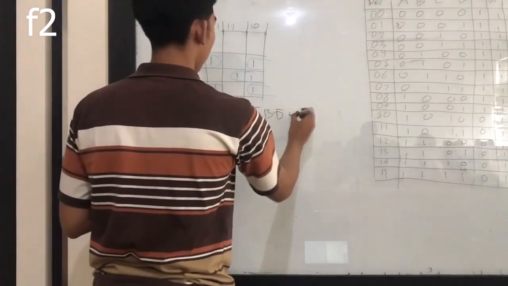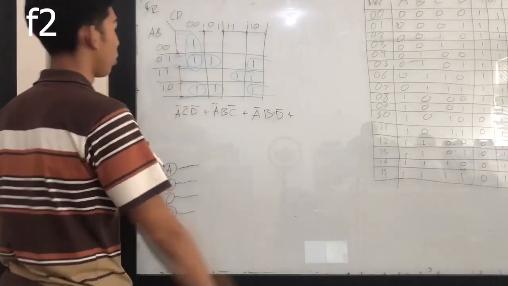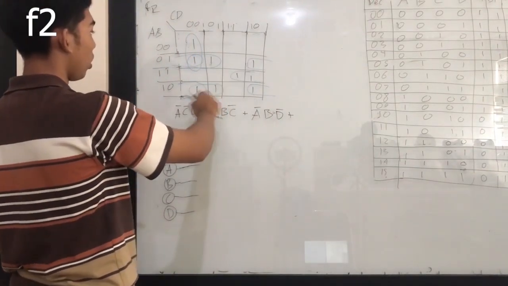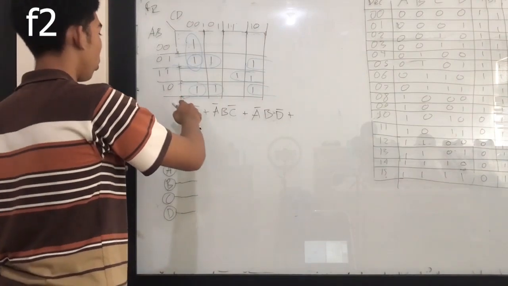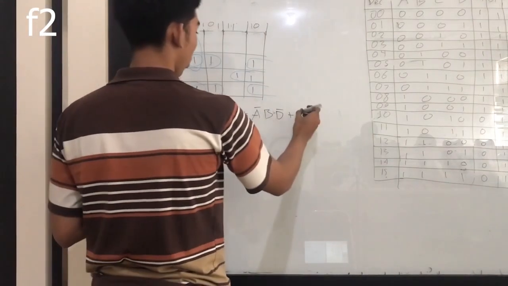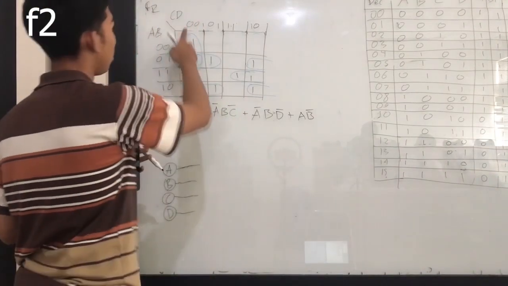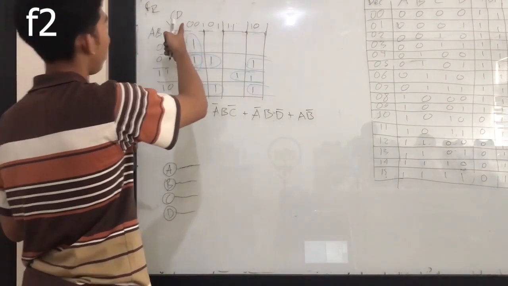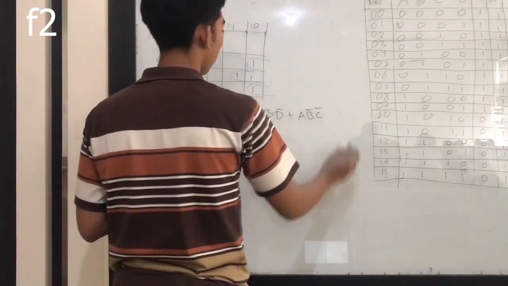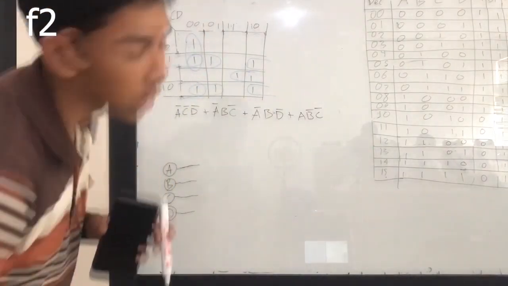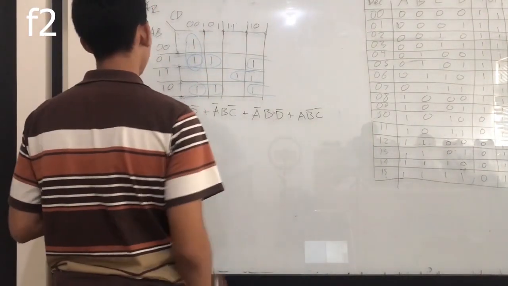Okay, move on to the fourth. Fourth is this one. So 1 0 of A and B should be like this, and the not changing variable are C, so C inverse. Anjay, panjang banget, Wak.